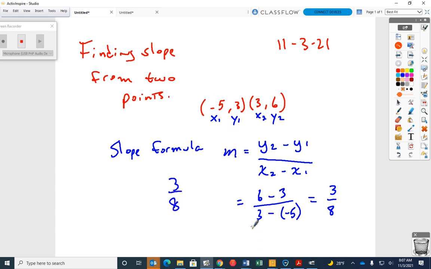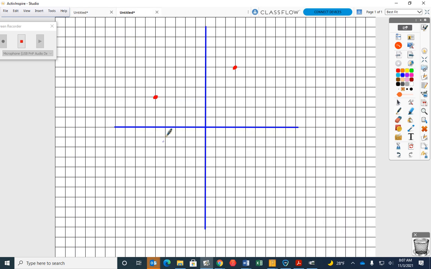Well, let's go test it and see if that's right. If I'm going from here to here, what do I have to do? I got to go up how many? 1, 2, 3. That's right. Over 1, 2, 3, 4, 5, 6, 7, 8. Was that slope correct? Yes, it was. We didn't even have to use a graph. All we did was find the slope using 2 points because we used the slope formula. Does that make sense?